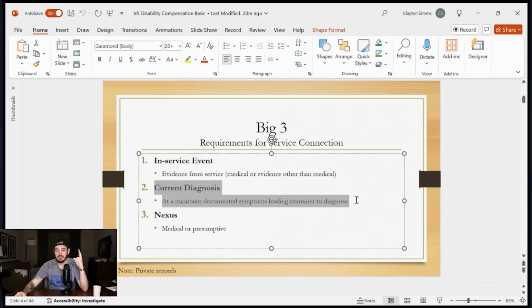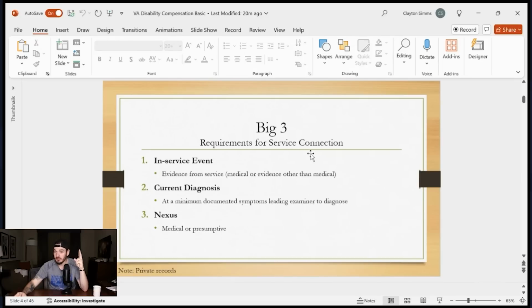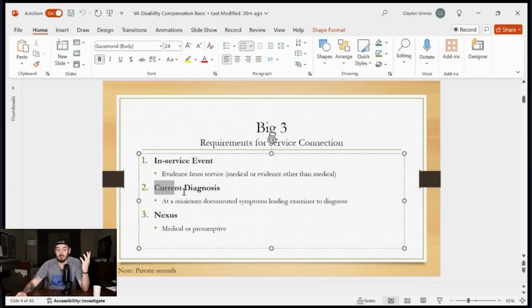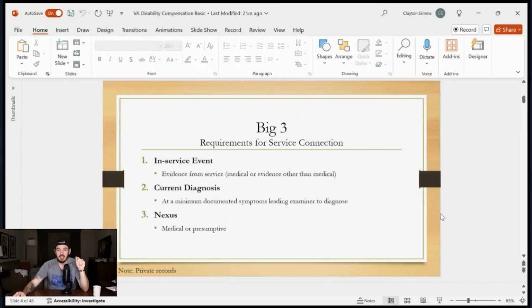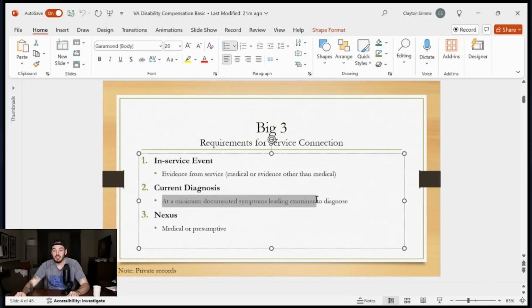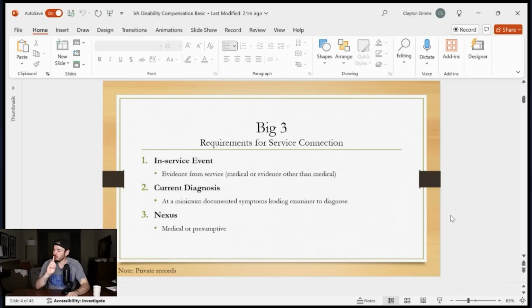The second criteria of the big three for service connection, this is not my opinion, this is what the VA is requiring from veterans, is the current diagnosis. Yes, you need a current diagnosis within 1 year. Yes, that diagnosis must be chronic. It must be chronic, okay? But at a minimum, you need documented symptoms, which I wouldn't recommend, but you can submit your claim with documented symptoms that would lead the examiner to give a diagnosis.